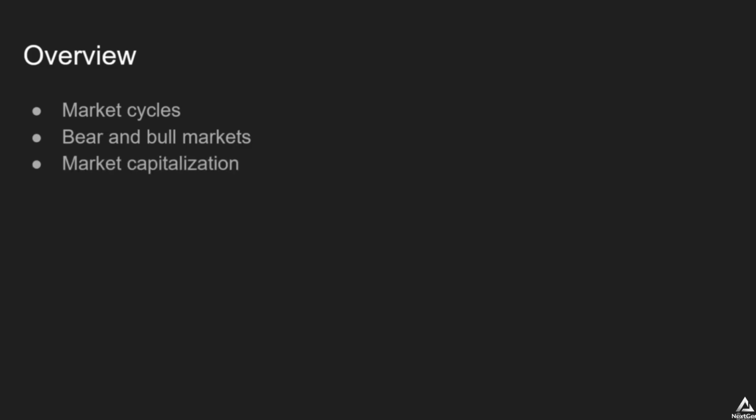So here's an overview of what this lesson will be about. We will discuss and define what market cycles are and how to identify them, what a bear and bull market is and how that relates to the greater market cycle, what market capitalization is and how to measure it. We'll also touch upon what Bitcoin dominance is and how that relates to what part of the greater crypto market cycle we are currently in. And we'll discuss what alt seasons are.